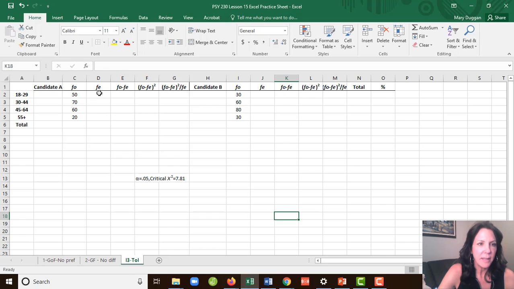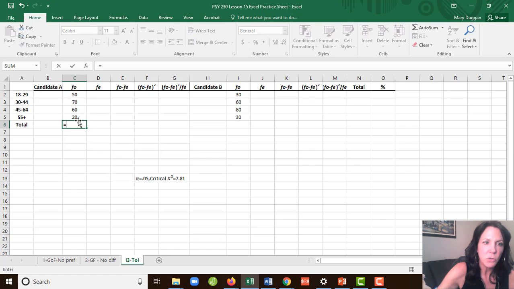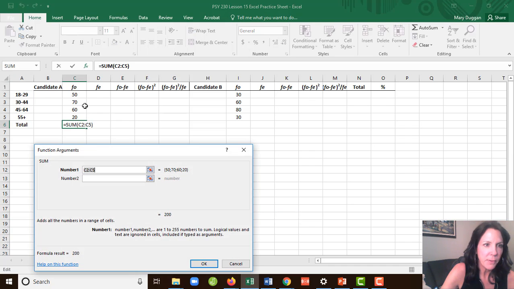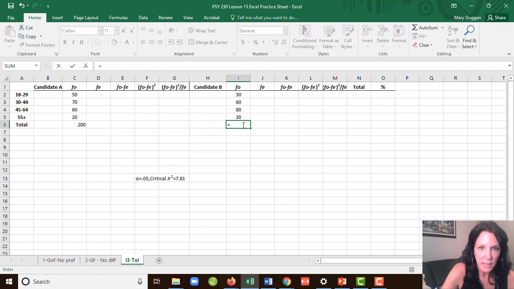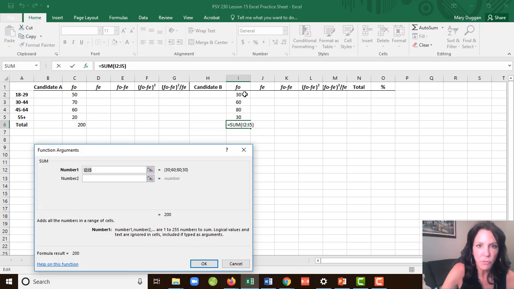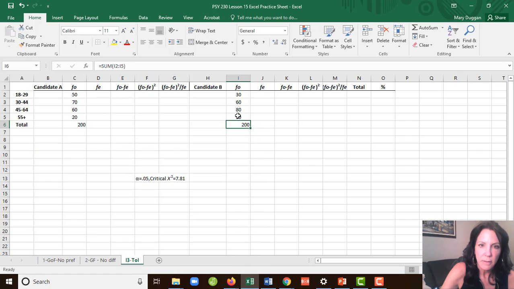I've also added in all the things that we're going to need to do a chi-square. Plus, I've also added a total row and total column. We need to do all that, so let's do that first. Let's find our totals. I'm going to do equals, and I'm going to sum up the observed frequencies here. It comes up to 200. And I'll do the same for candidate B. I'll sum up the observed frequencies. Okay, so we have 200 in each group. All right.